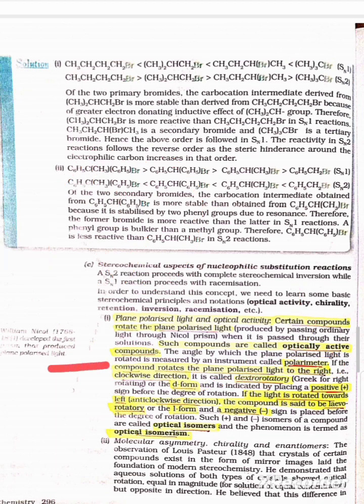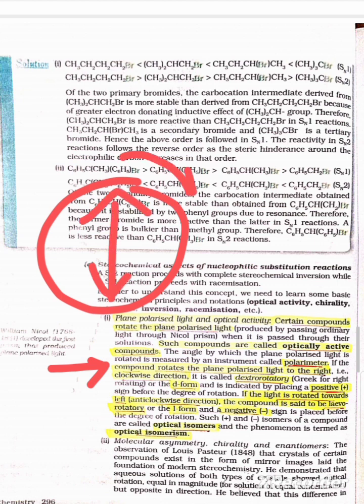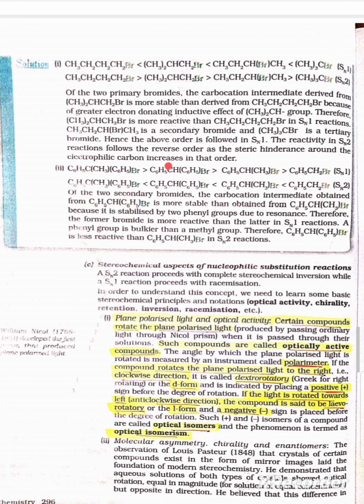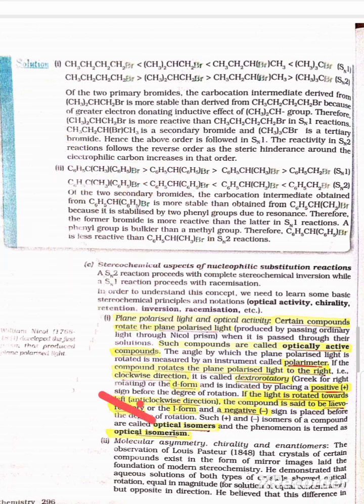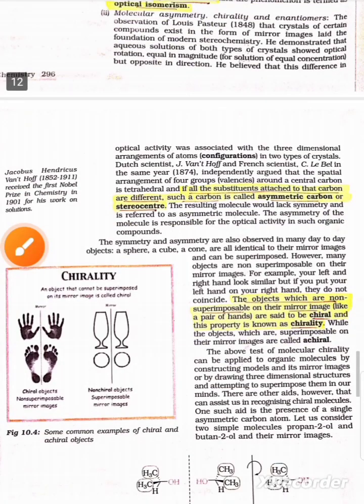The compounds which rotate plane polarized light in the clockwise direction are called dextrorotatory, designated by the D form or the positive symbol. Whereas the compounds which rotate plane polarized light in the anti-clockwise direction are considered levorotatory compounds, designated by the L form or negative symbol. Such compounds are called optical isomers, and the phenomenon is known as optical isomerism.